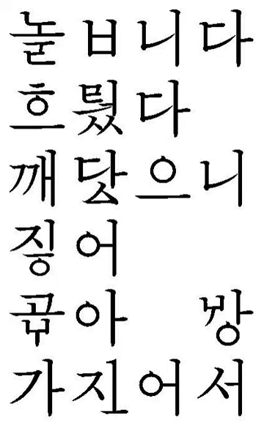The simple iotized vowels are ya from a, yeo from eo, yo from o, yu from u. There are also two iotized diphthongs, yae from ae, ye from e. The Korean language of the 15th century had vowel harmony to a greater extent than it does today.